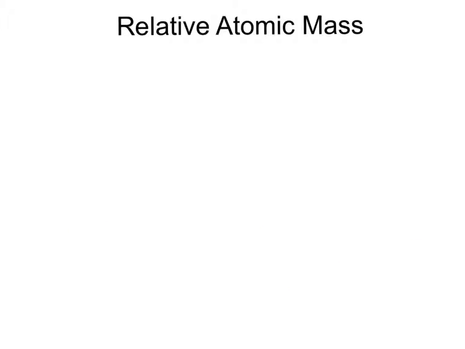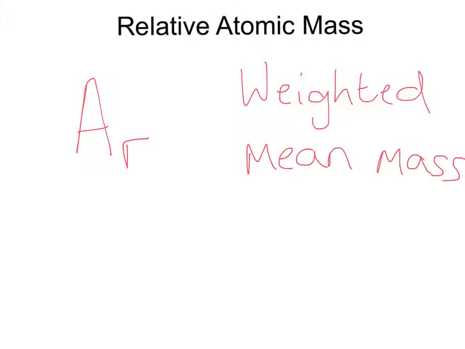Relative atomic mass, also known as AR, is the weighted mean mass of an atom of an element compared with 1/12 of the mass of an atom of carbon-12. Most elements contain a mixture of isotopes, each in a different amount and with a different mass. We use the term weighted mean mass to account for the contribution made by each isotope to the overall mass of an element. The contribution made by an isotope to the overall mass depends on 2 things.